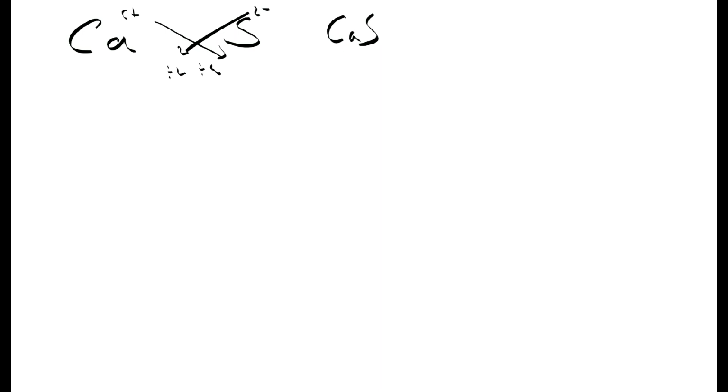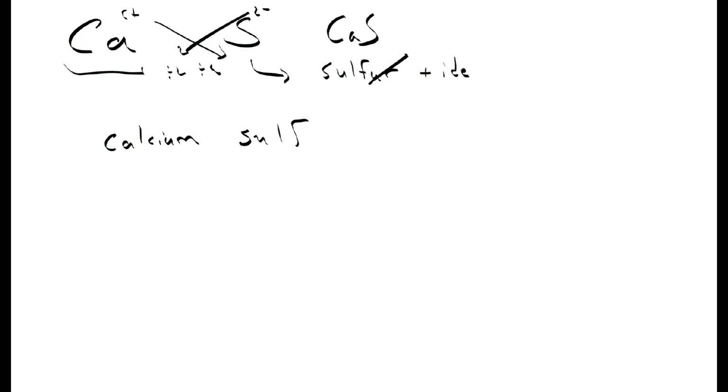But for the monoatomic cations, it's just the name of the metal. Okay, the name of the metal is identical to the name of the cation. Okay, so it's just calcium. Now, for the monoatomic anions, you have sulfur. You're going to drop the ending and add IDE. So you're replacing the ending of it. So it becomes sulfide.